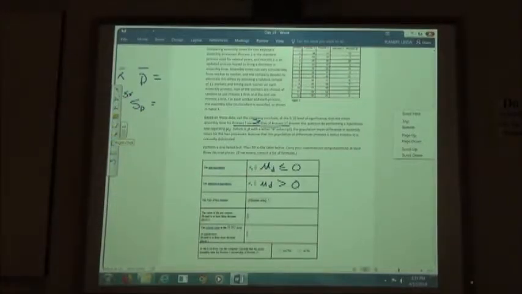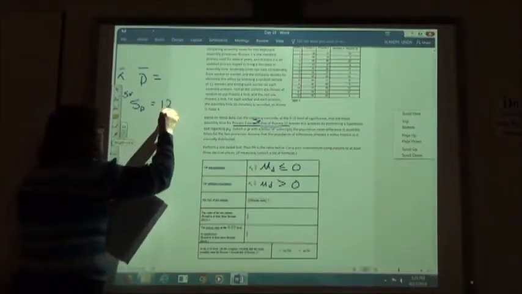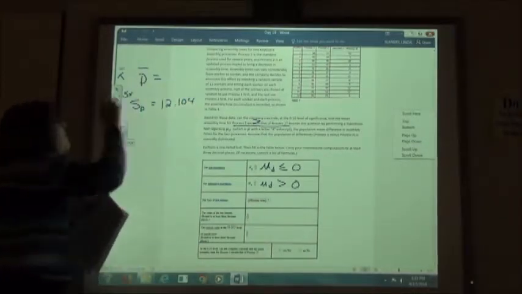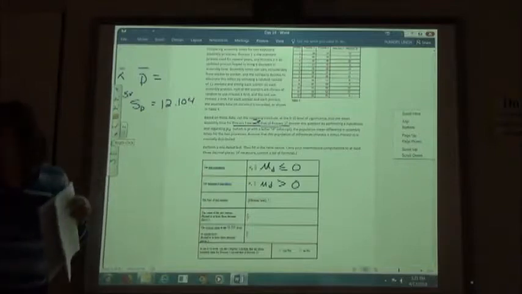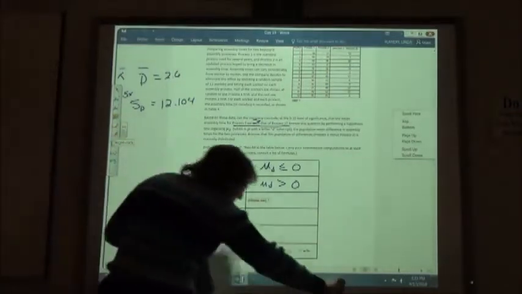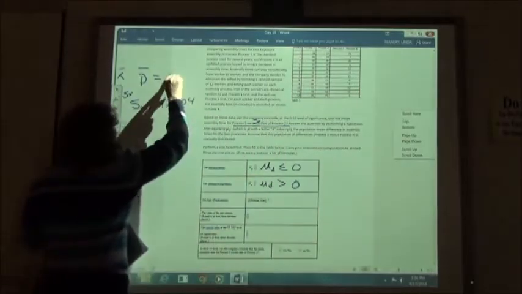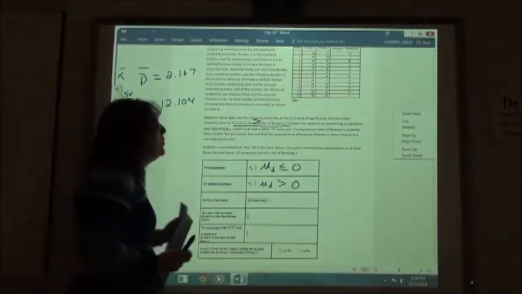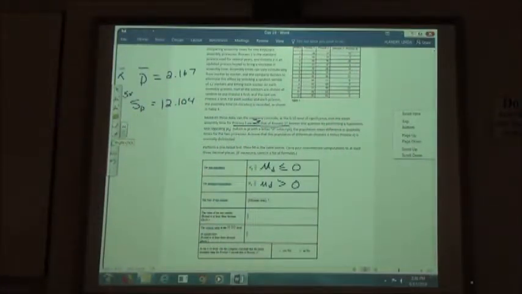The standard deviation, s, is 12.104. The mean, we can just use off the calculator instead of figuring it out the long way like we did last time. The x bar is 2.167. If you really wanted to, you could add all those up and divide by 12 and you should get the same number, but since we're doing our standard deviation, we could just as well use the calculator for the other number.